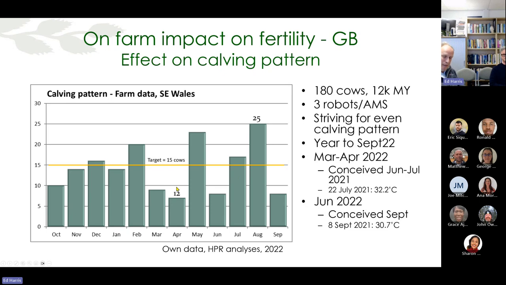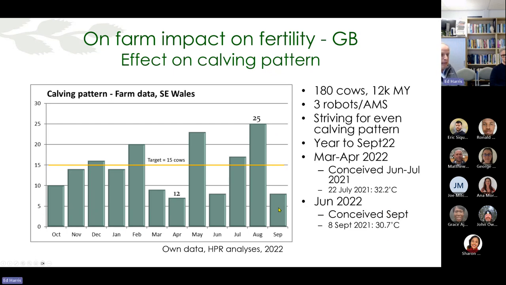Despite his best efforts, and he's a very good farmer, he's got various times when there's great big holes in his calving numbers. If we backtrack a bit and look here, in April and March, he only had 14 and 12 cows calving, when he wanted 30. If we track that back 9 months before, it was 32 degrees centigrade. We had a heat wave there. Similarly, in June, 9 months before, 31 degrees centigrade.